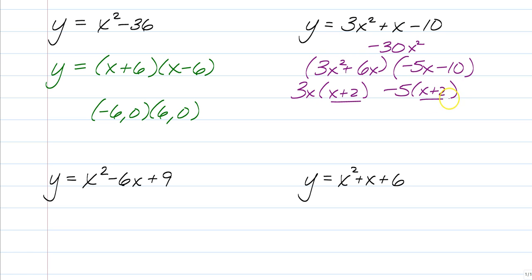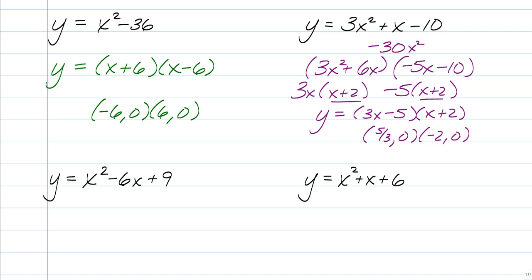We can see the insides are the same. So we just take our leading coefficients, make our own. So we have y is equal to 3x minus 5 and x plus 2, leaving us with intercepts of positive 5/3, 0 and negative 2, 0. All right, so if you got that one, you're pretty good in terms of factoring, because that's the hardest one on this page.